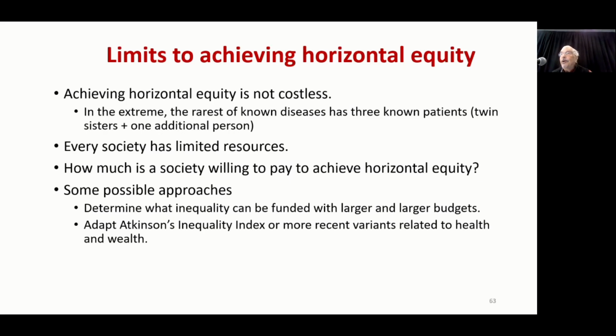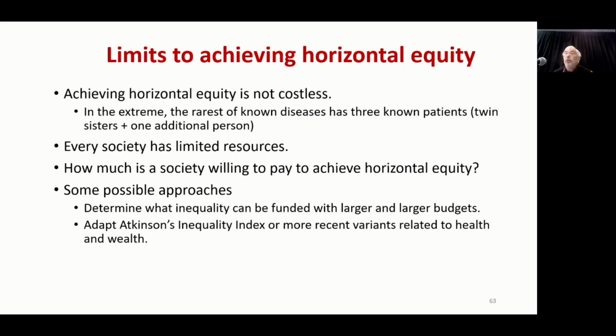You were not going to find a drug to treat a disease that only affects 3 people. There are limits to this. And so we're going to have to find some way to decide how much we're willing to pay in society to improve horizontal equity. I do not have the answer to that question yet. I hope somebody in this room develops the answer to that question.